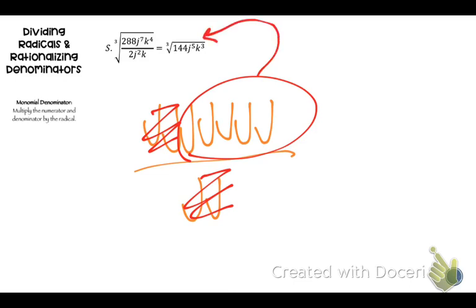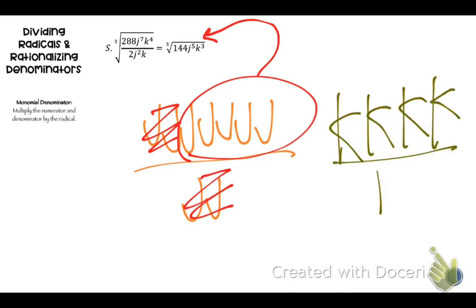You can do it similarly with the k's. So if we have 4 k's and then 1 on bottom, one of those cancels. You're left with 3 right there.